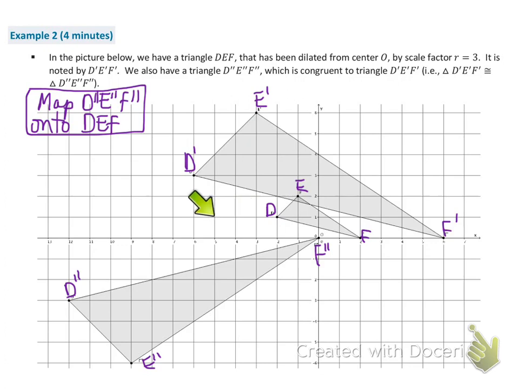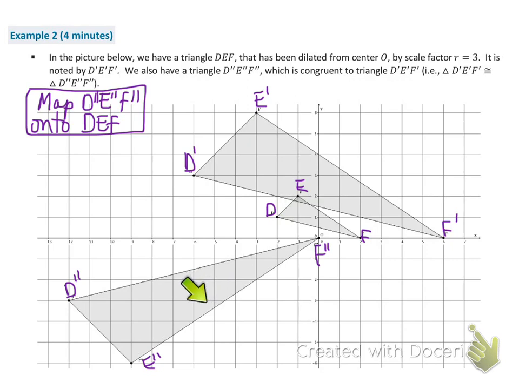And what else do we have? We also have triangle D double prime, E double prime, F double prime down here, which is congruent to triangle D prime, E prime, F prime. Okay, so these two are congruent. You can see that because of this, they look the same size, don't they? And we're told they're congruent. And so here's what we want to do. Similar to our last example, we want to map this D double prime, E double prime, F double prime onto DEF. So I'm going to see if we can map this directly to here.